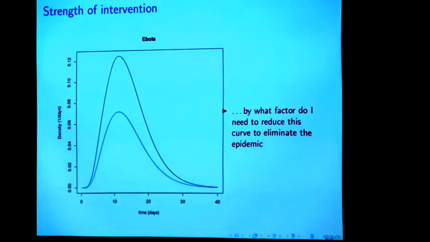And if I was going to effectively vaccinate a proportion of the population, big R tells me what proportion of the population I need to vaccinate. If big R is 4, then I have to reduce the number of susceptibles by a factor of 4.